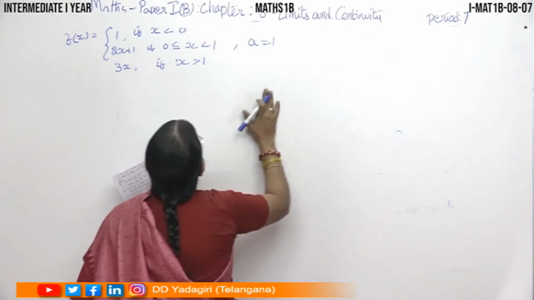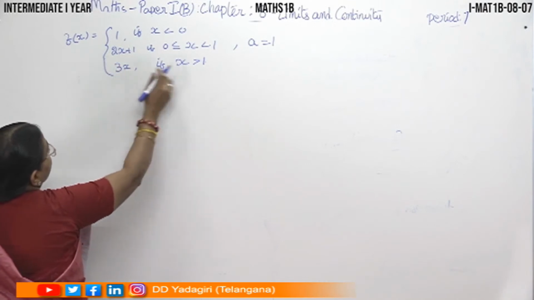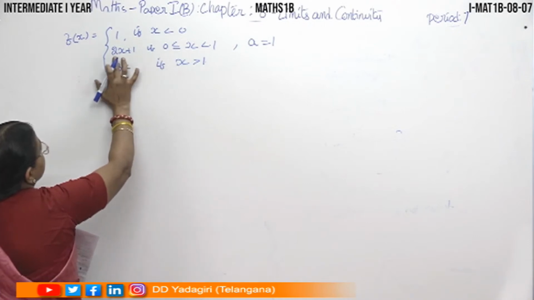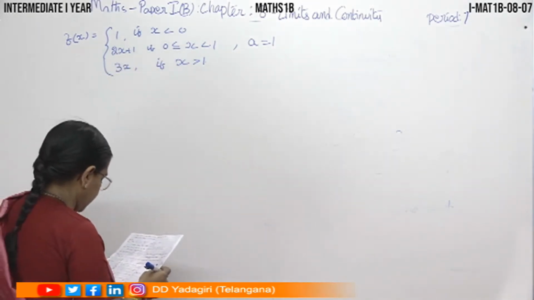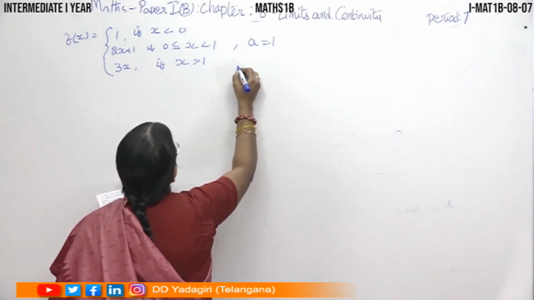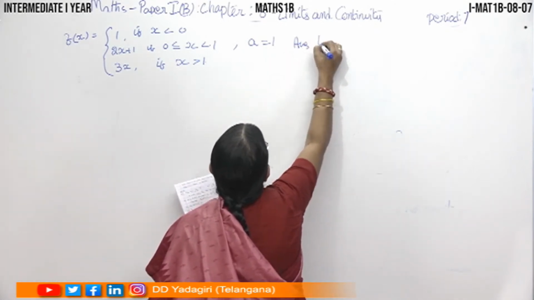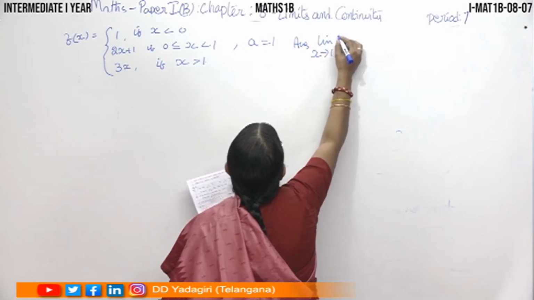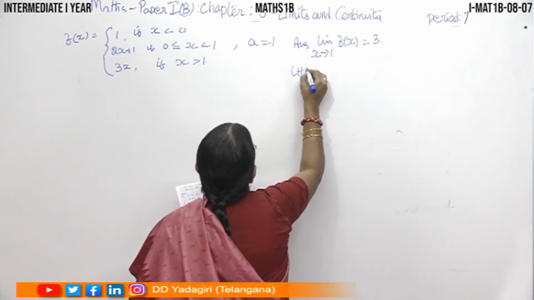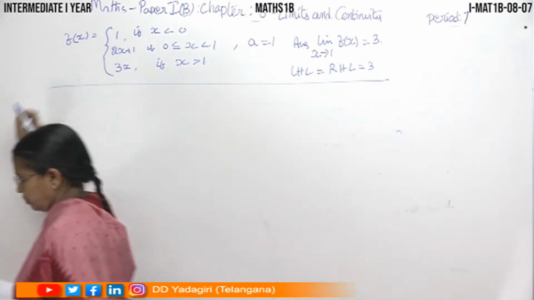You can try this problem. You can take it as homework. So you can find the left limit. Left side of a is 2x plus 1. Right side of a is 3x. So 3 and 3, the limit exists. You can try this problem, same as the earlier problem. Limit exists, and the limit answer is limit x tending to 1 of f of x is equal to 3. So left hand limit is equal to right hand limit is equal to 3. You will get. You can try same type of problem.